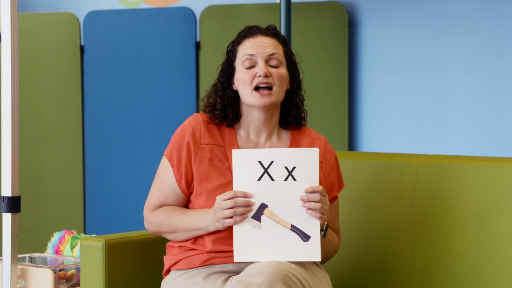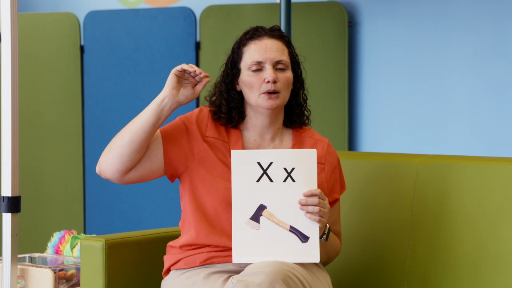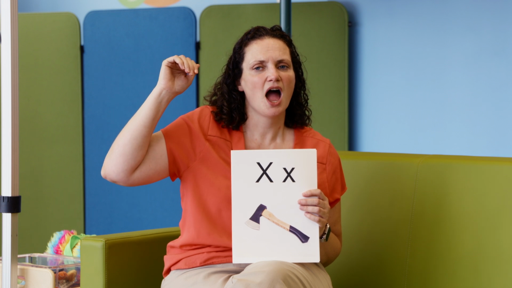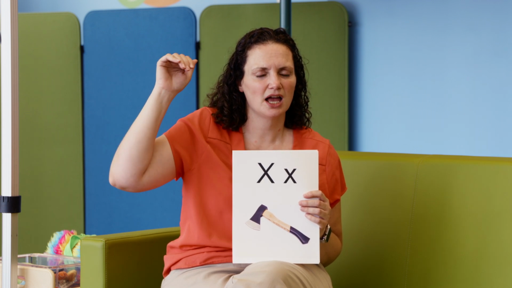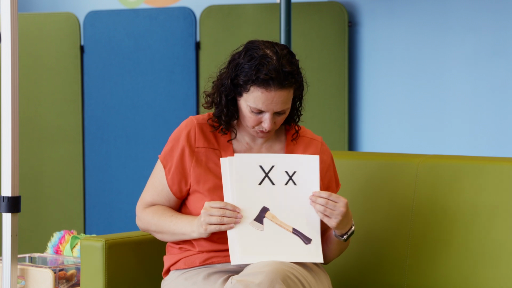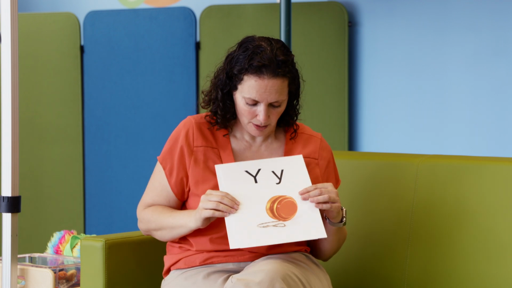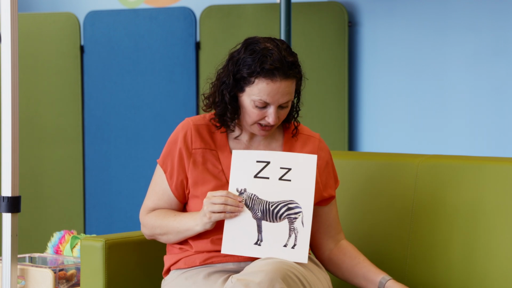The next sound is X. This is a K again, but followed by an S. K, S, X. Next we have a Y. This is a gliding sound, so it kind of starts a little bit further back in the mouth and moves forward. Most children, fortunately, get this sound pretty easily.